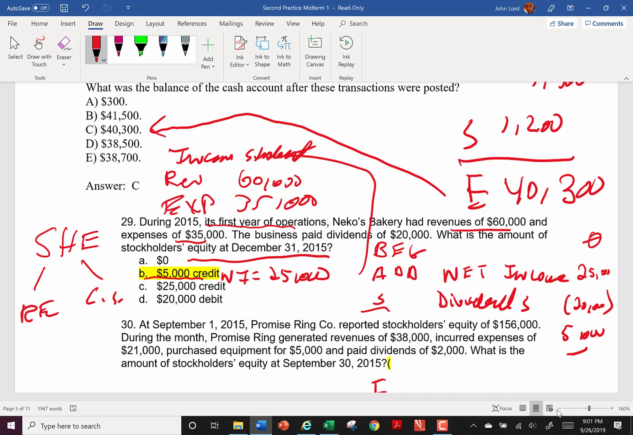So, let's go ahead and take a look over here. During 2015, first year of operations, Nico Bakery had revenue of 60,000. Now I'm going to assume they got cash for this revenue, right? If I receive cash for my revenue, what do I debit? Cash. I'm going to debit cash for 60,000. I got revenue, so what should I credit? I earned revenue, so I credit revenue for 60,000, don't I? Now I'm going to tee these up. I'm going to tee up cash.